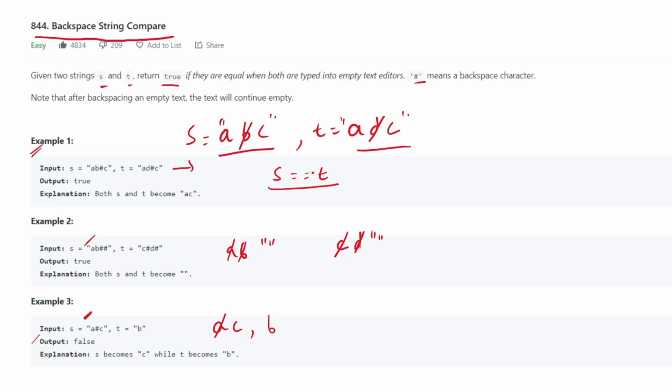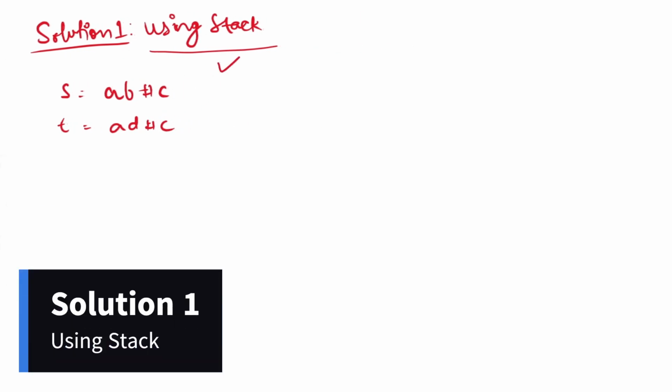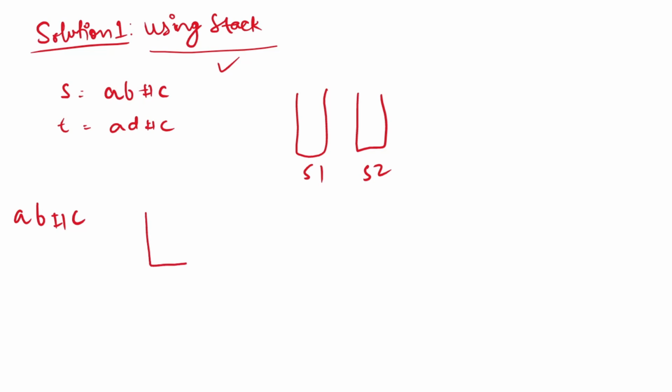So let's see, if this problem occurs in our interview, how we are going to solve it. We will solve this problem using a stack. For two strings, we will use two stacks, s1 and s2. But before understanding the algorithm, let's understand the intuition first. If we have the string a, b, hashtag, c, we will have one stack for it. First I will add my characters to my stack.